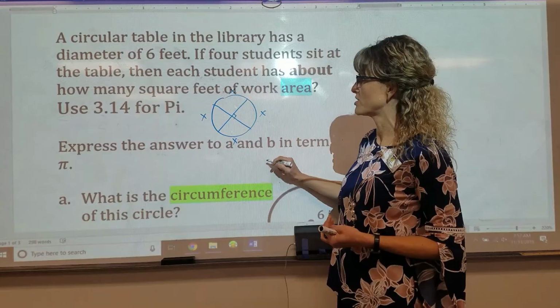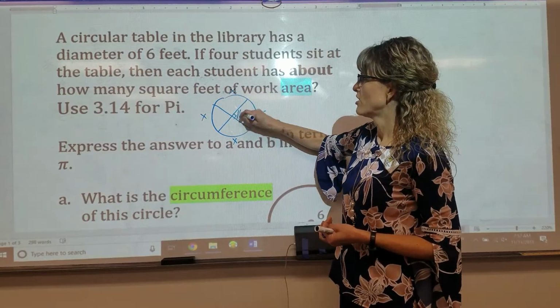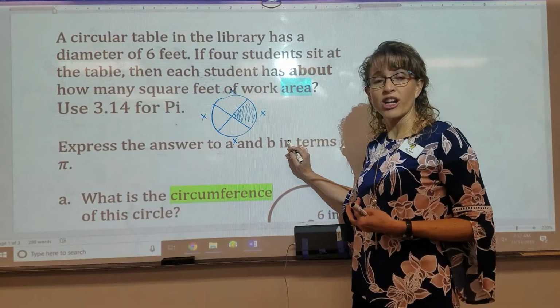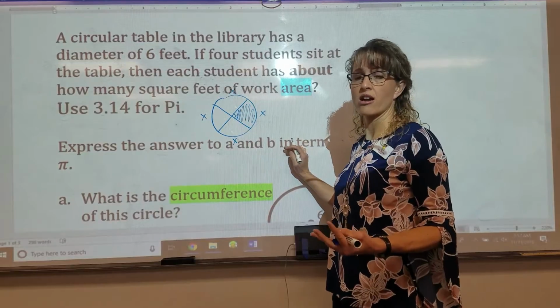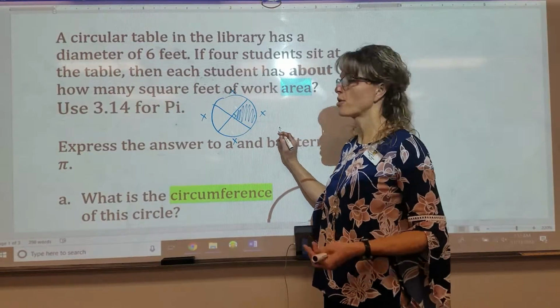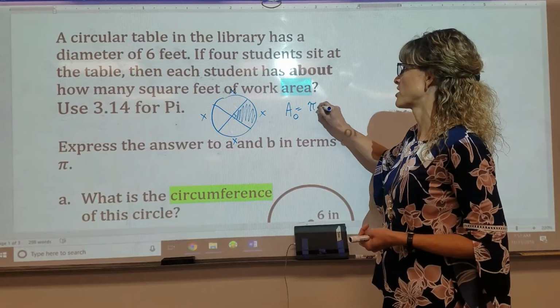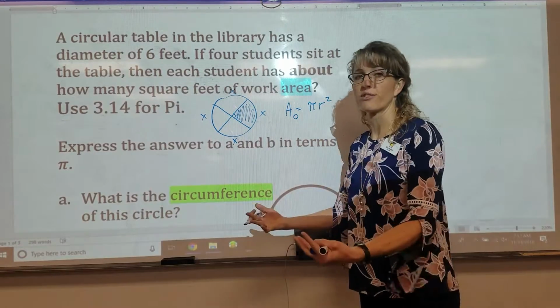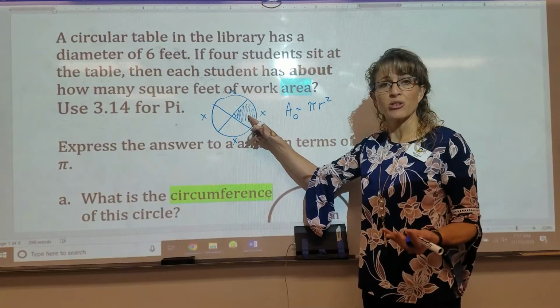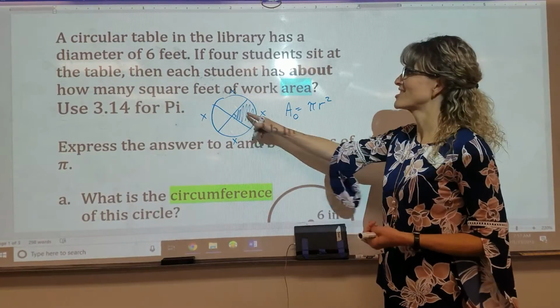So what we did is we created a right angle, or more importantly, we created a fourth of a circle. So their area of workspace is 1/4 of the whole circle. So if I found the area of the whole circle, pi r squared, and took 1/4 of that, that would tell me how much area this portion is, this sector.